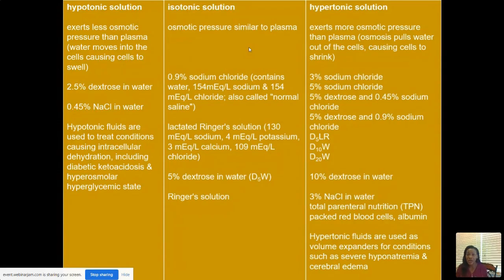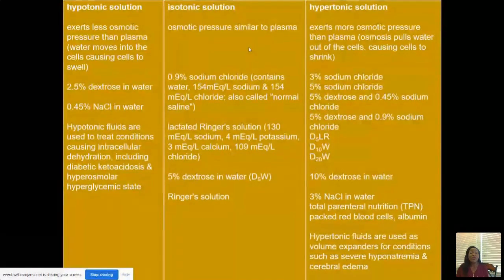Your diabetic ketoacidosis client, they are dehydrated. Remember the polys? They're eating a lot, drinking a lot, going to the bathroom a lot. Yep, they're dehydrated. Okay, so you want to give them hypotonic solutions. And also the hyperosmolar hyperglycemic state. Those are clients who aren't diabetic, but they act like they're diabetic with their blood sugar rising, but they don't have the ketones. So you want to give them hypotonic solution.